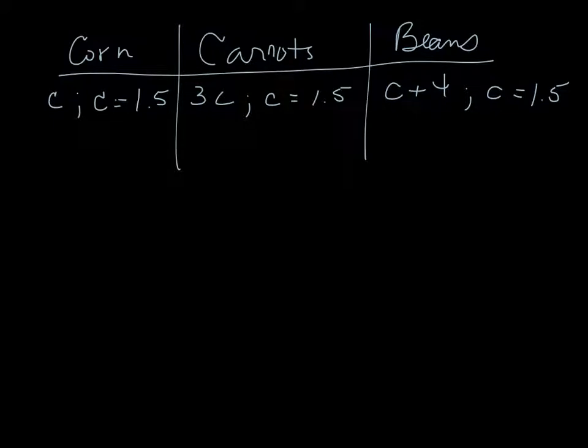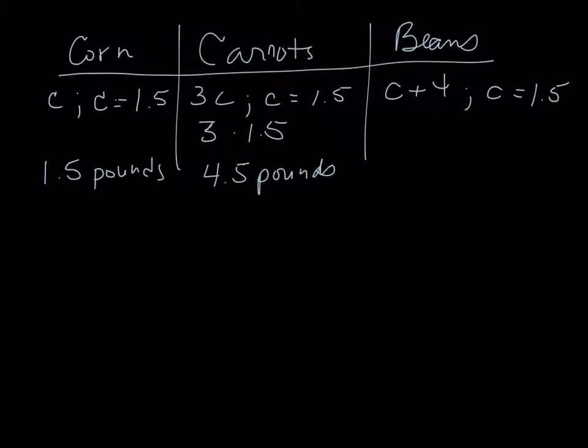Well, this substitution obviously is quite easy. I know that there's 1.5 pounds of corn. 3C, 3 times 1.5. 3 times 1.5. Well, 3 times 1 is 3. 3 times a half. Well, 3 halves. Well, that's 1.5. So that's going to give me 4.5 pounds. All right. And my last one, I've got, substitute in 1.5 plus 4. Well, 1 plus 4 is 5, so this is 5.5 pounds.